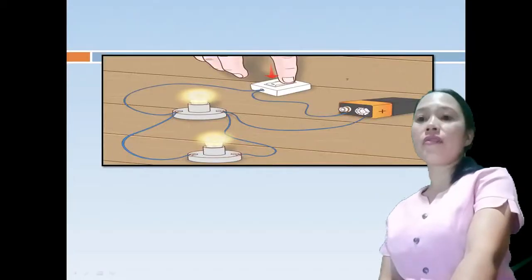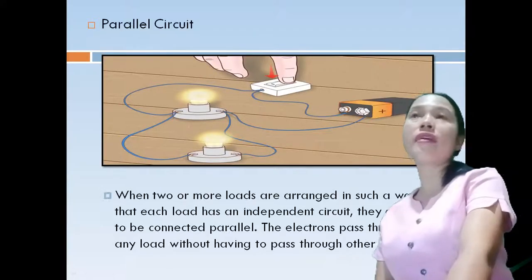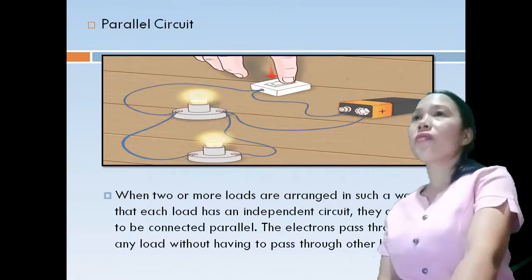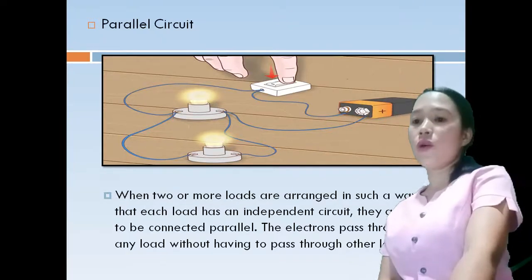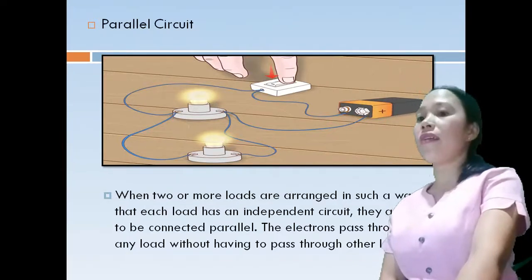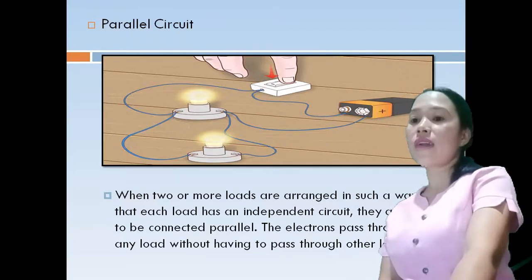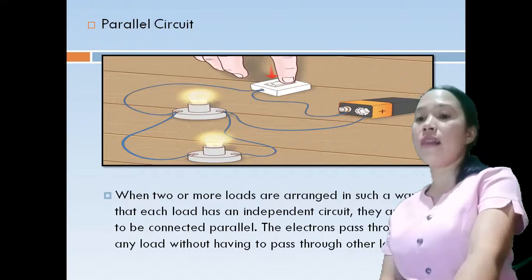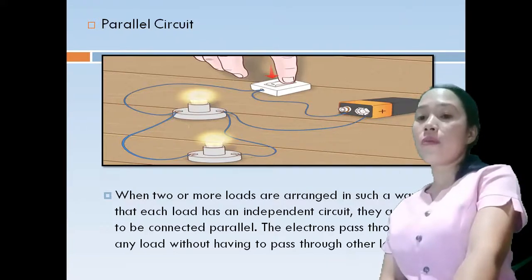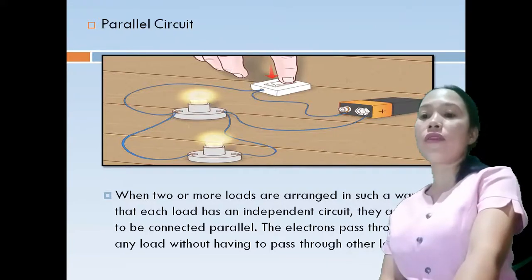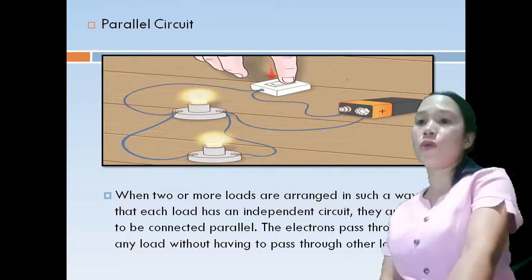This second diagram shows the parallel circuit. When two or more loads are arranged in such a way that each load has an independent circuit, they are said to be connected in parallel. The electrons pass through any load without having to pass through other loads.